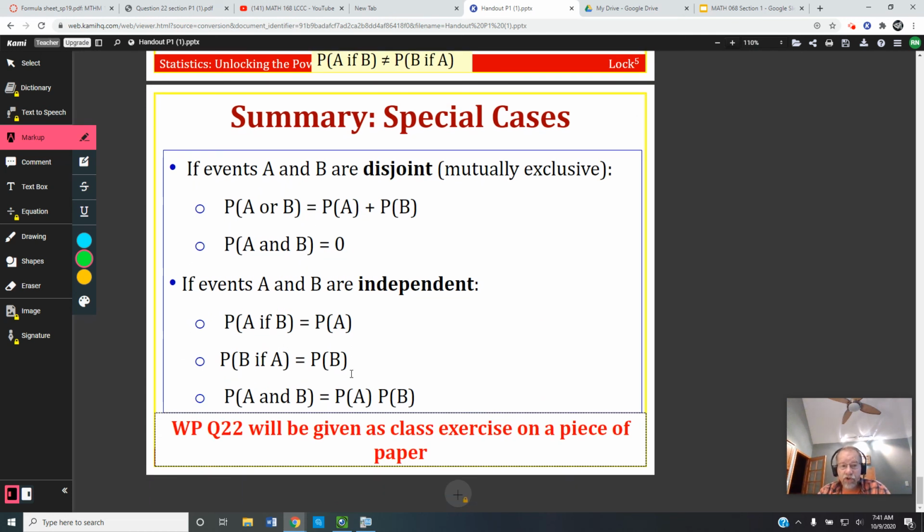If A and B are disjoint, remember their AND situation is 0. If two things are independent, though, independent is different. And I just did the calculation for independency, where the probability of A and B has to equal the probability of A times the probability of B.